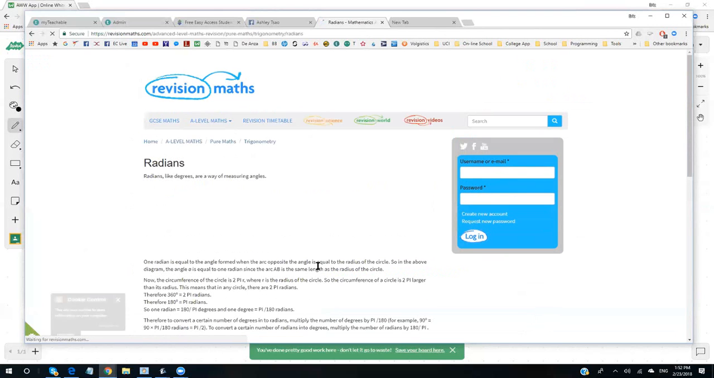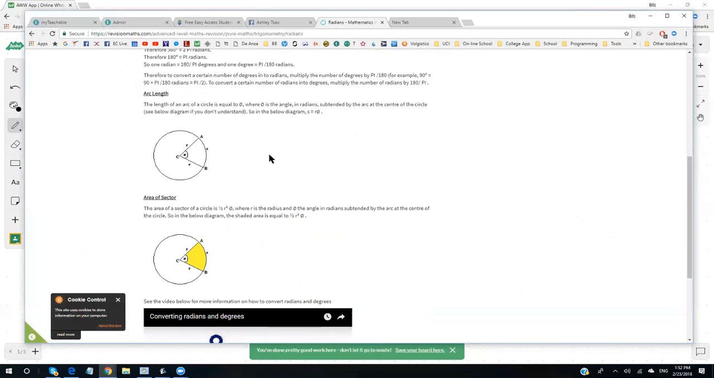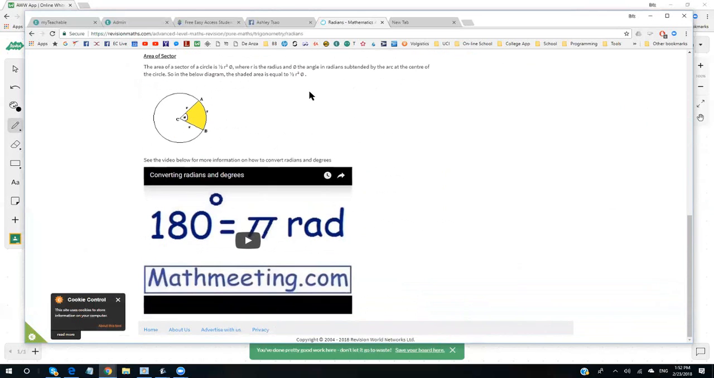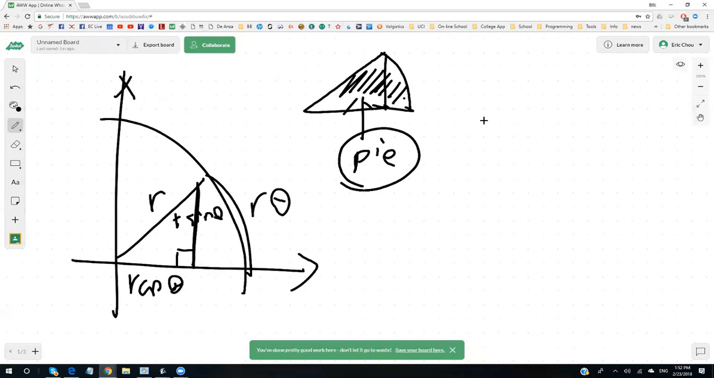Okay, you are correct. This is called radian, right? Radian is a ratio between your arc length and the radius, and then the area of a sector. What is the area of this sector? We know theta. What's the area of this sector? Like 1/2 r squared.